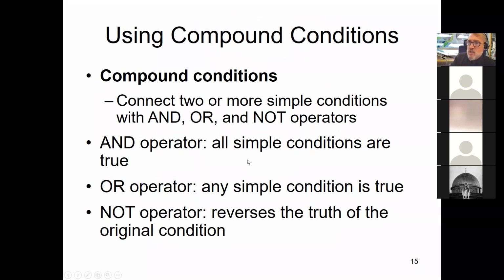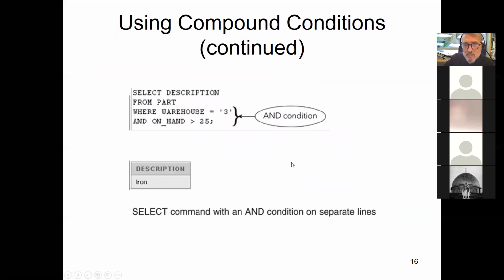With compound conditions, we can add something to the where clause, and we can add things with an and, an or, or a not. And I hope that you get the idea. With an and condition, that means that two things have to be true.